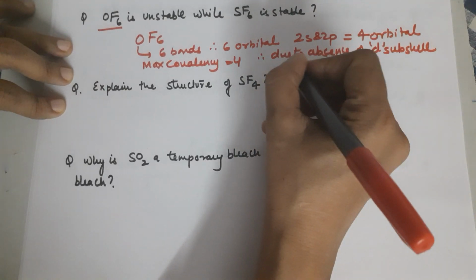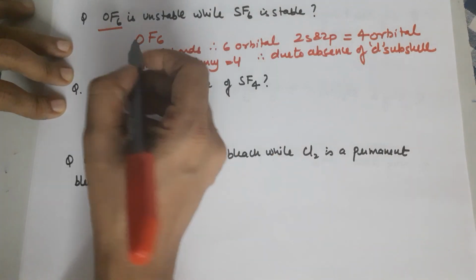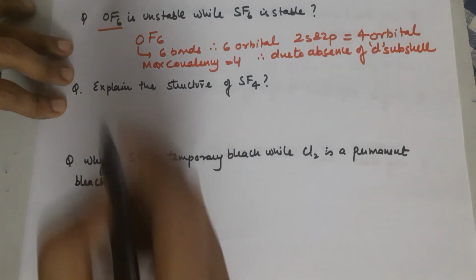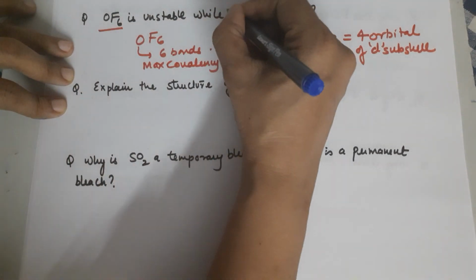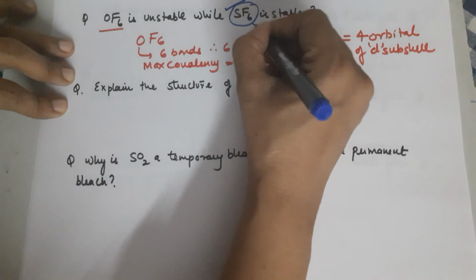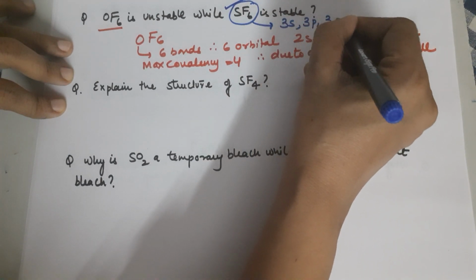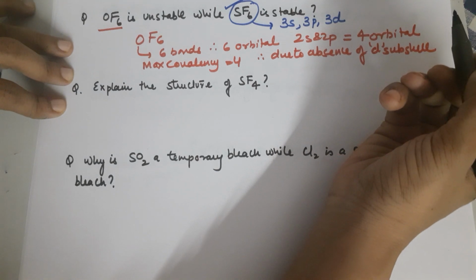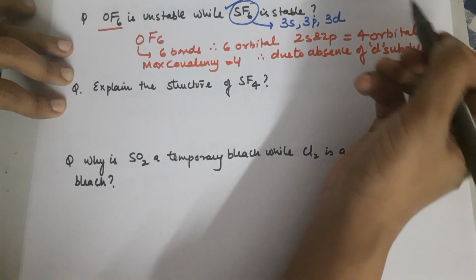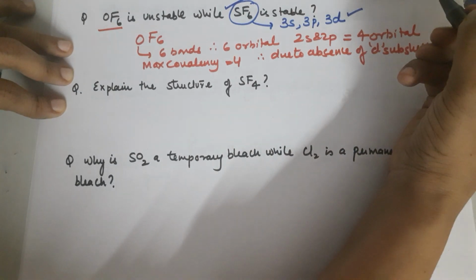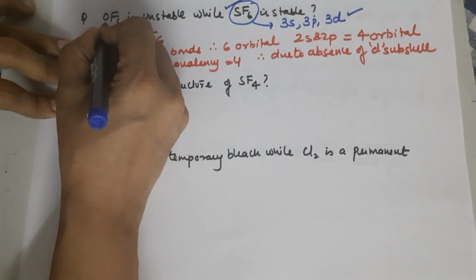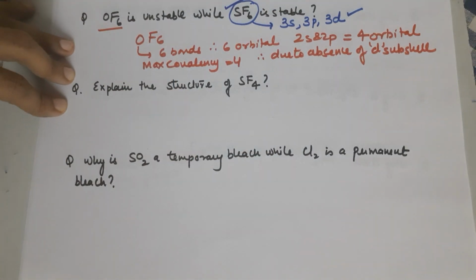Absence of d subshell is the key reason why oxygen can never form OF6 while sulfur can form SF6, because it has 3s, 3p and 3d orbitals, so it also has a d subshell. So in this case the bonds can be more than 4, whereas oxygen, being the first member of group number 16, cannot form more than 4 bonds. Coming to the next question.